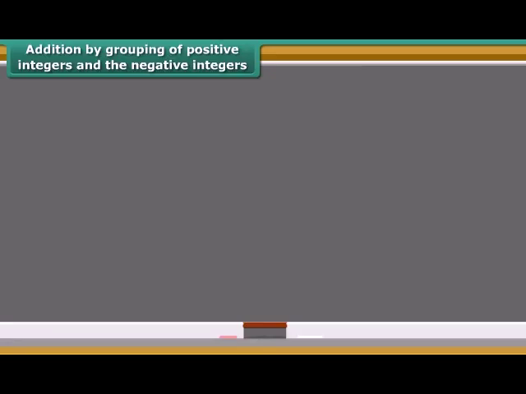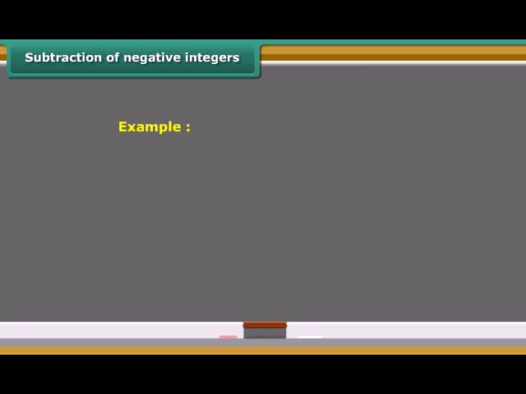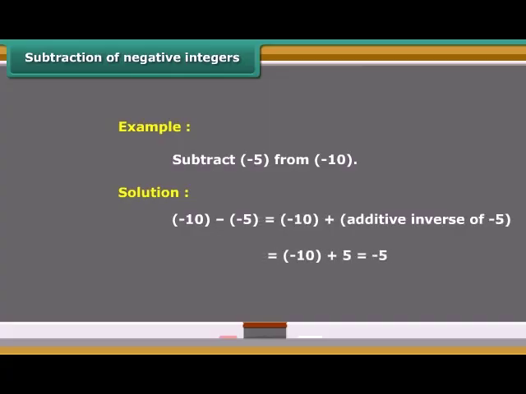For better understanding, we can solve one example. We arrange the numbers so that the positive integers and the negative integers are grouped together. Now let us find the value of -10 minus 5 using a number line. This is the same as -10 plus (-5), as... the subtraction of 5 is the addition of its additive inverse. First, we move 5 steps on the number line, starting from -10. We reach -5.